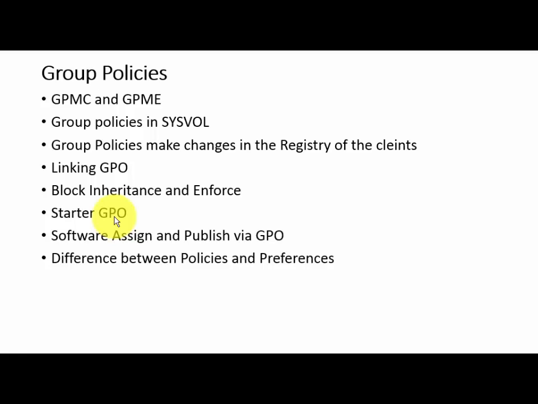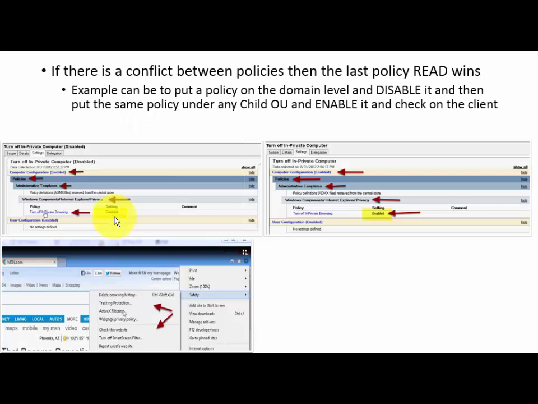Exactly. This is the main topic in group policy: what happens if conflicts arise, which is a general topic, whether it is implemented within the starter GPO or separately by different administrators. If two policies are conflicting with each other, the rule is: if there is a conflict between policies, then the last policy read wins. What do we consider the last policy?